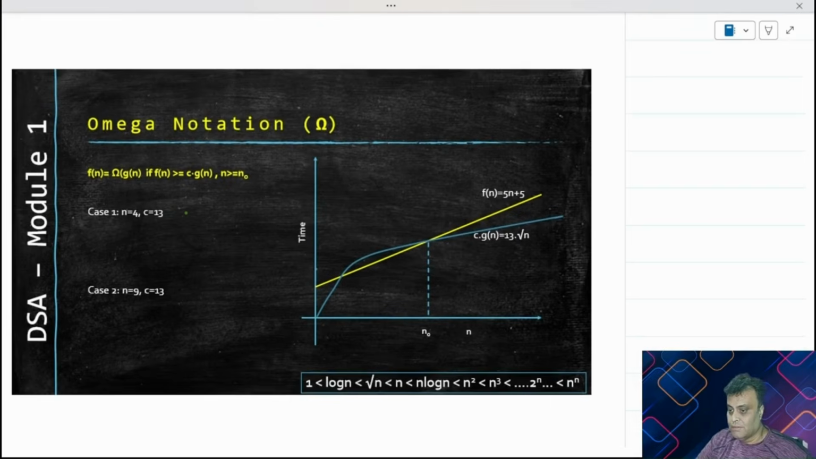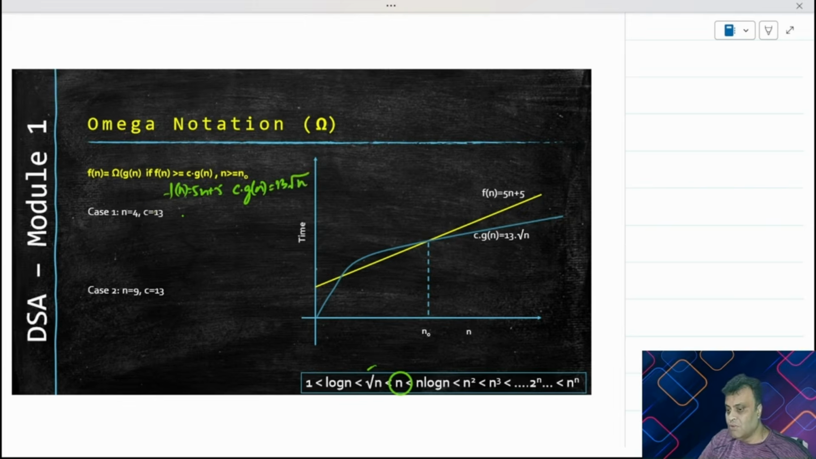Let us check that. So we will take another function Fn, the same polynomial 5n plus 5, and we will try to see if there exists a Gn which is to the left of this n, because in the last example we proved n is the lower bound. So we will try to see if we can get something like root over n, log n, 1, etc. on the left side of the omega. So we will see that our Cgn is actually equal to 13 root over n.